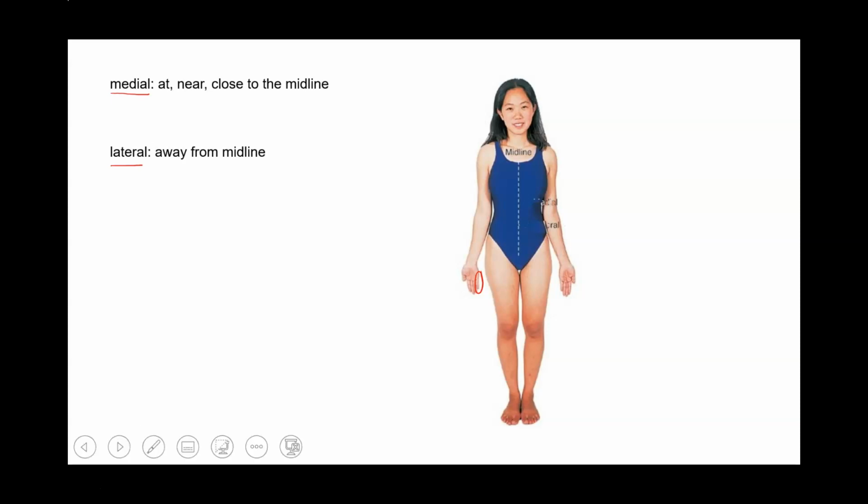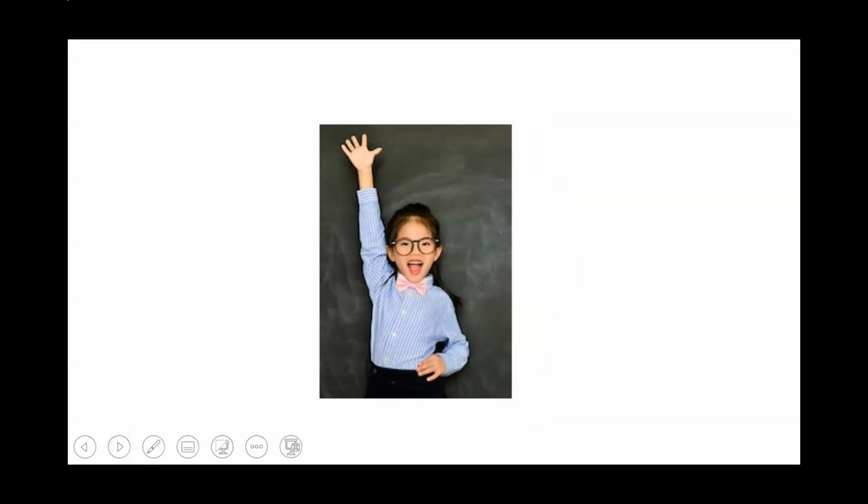Let's take a look at this image. Right? If I pointed to that location on this person's forearm, would this be the person's medial surface of the forearm, or would that be the lateral surface of the forearm? Let's take a second and think about it.